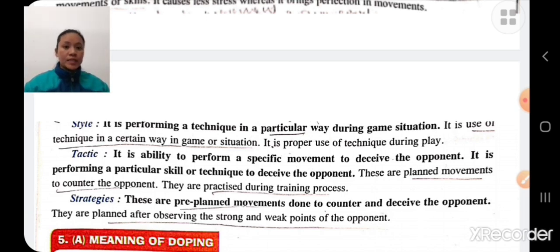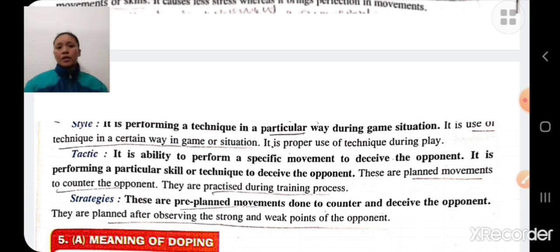Strategy, we make after observing the strong and weak points of the opponent. Tactics, we make during the training program. And strategy is pre-planned. We make the strategy after observing the strong and weak points of the opponent.